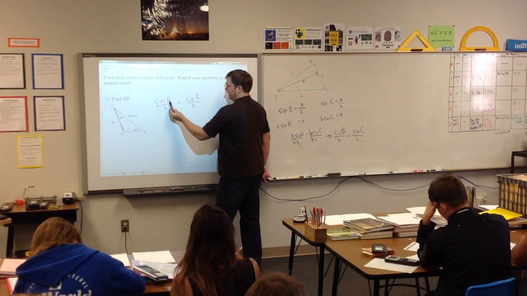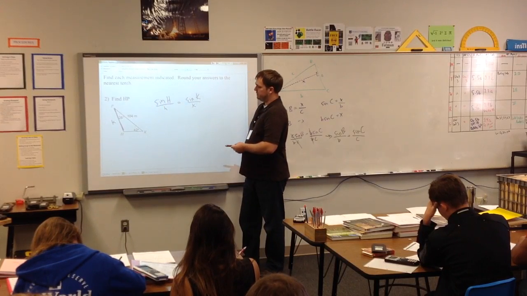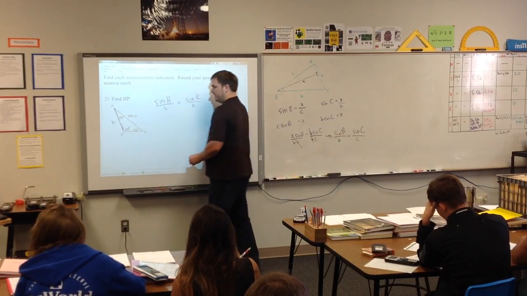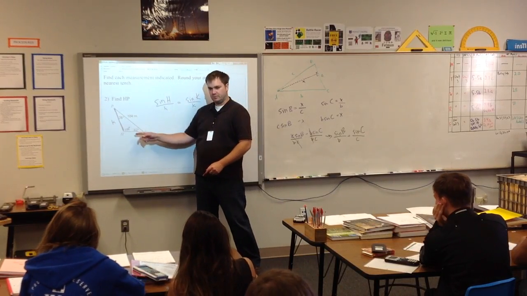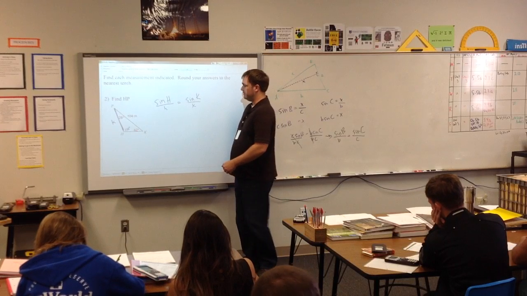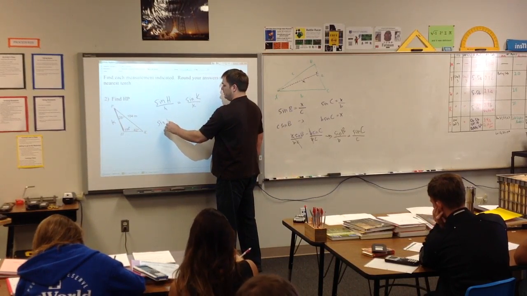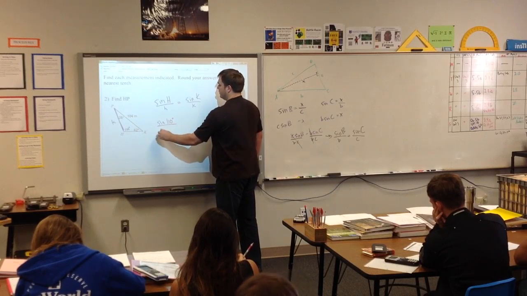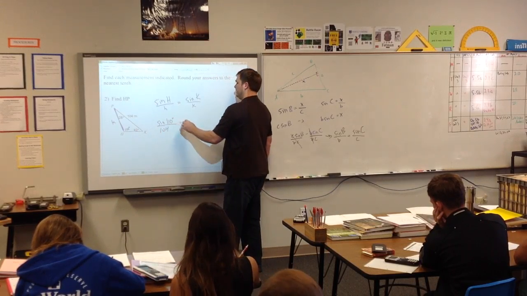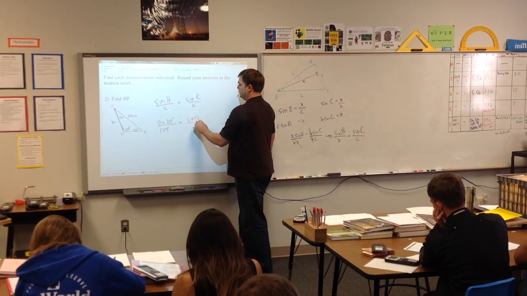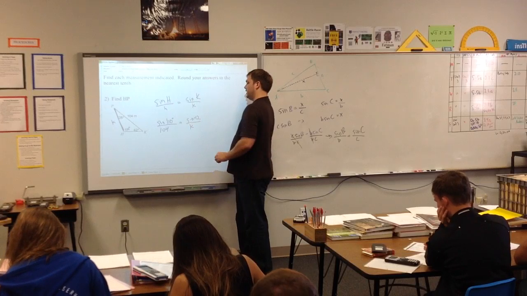Oh, but I don't have it. It's 110. How'd you figure that out? Add those two together, subtract from 180. Yep. Okay, so a little intermediate step here, not a problem. So the sine of 110 over 104 equals sine of 42 over k.